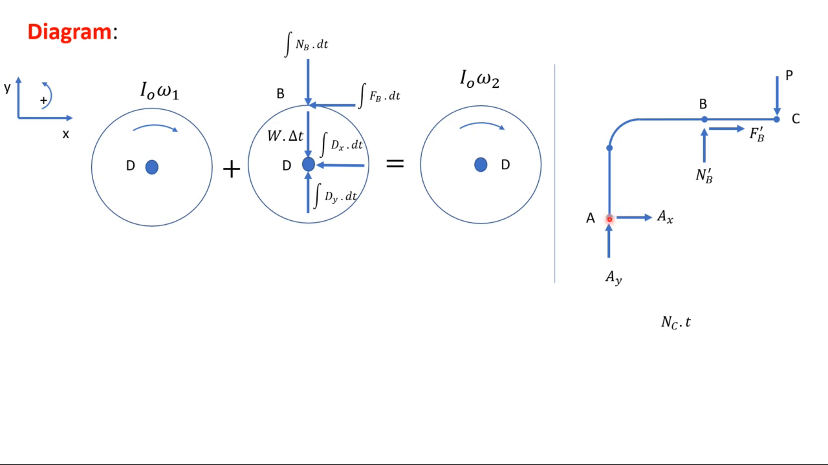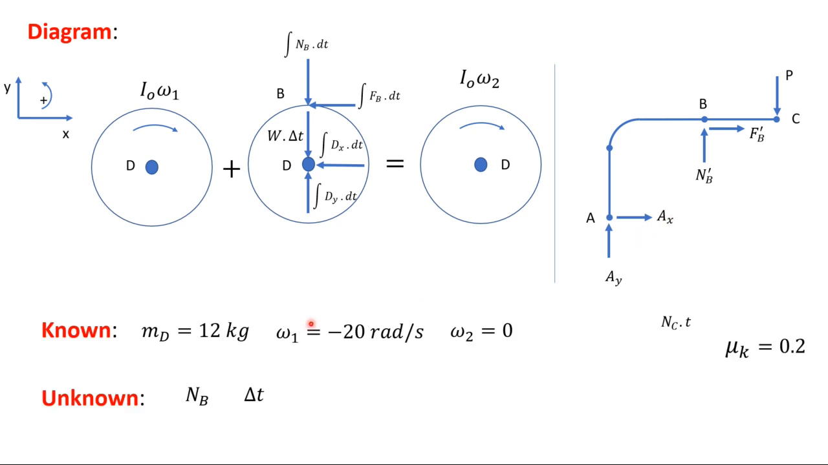For the lever, we have A, B, and C. I can take the moment around the point A here, and we have this force multiplied by that distance, which is moment 1. Moment 2 is this force multiplied by that height. And finally, the P force multiplied by the distance here. We know that FB is equal to mu multiplied by NB, and thus we can find the value of P as a function of NB. The knowns are that the mass is equal to 12 kilograms and omega 1 is minus 20 radians per second.